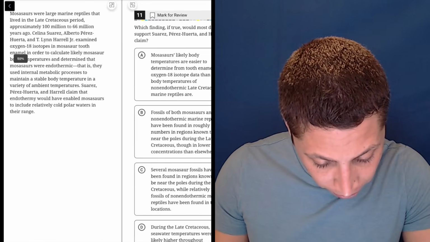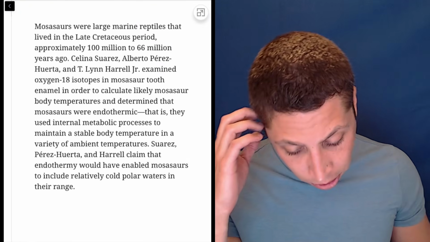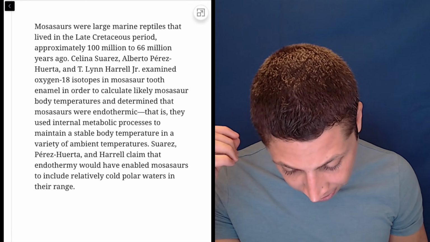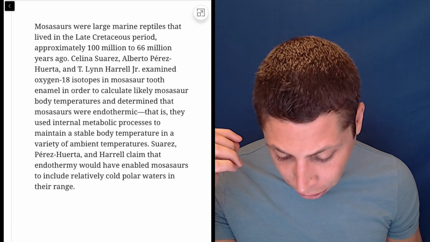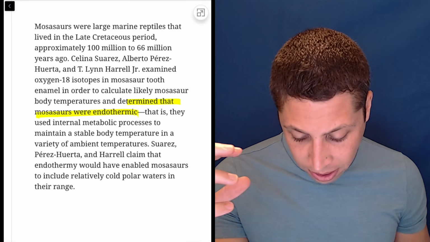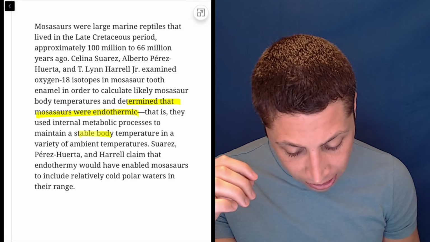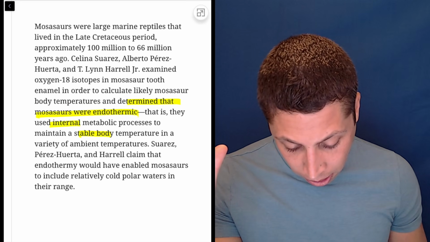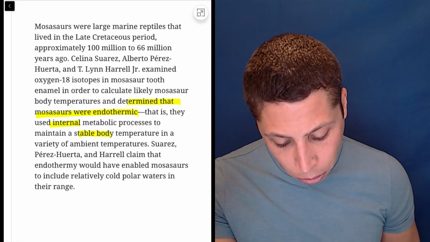Which finding, if true, would most directly support this claim? Okay, so we've got to find out what their claim is. What's their claim? Mosasaurs were large marine reptiles that lived in the late Cretaceous. These people examined these isotopes in order to calculate likely mosasaur body temperatures and determine that mosasaurs were endothermic. That is, they used internal metabolic processes to maintain a stable body temperature in a variety of ambient temperatures. So internal leads to stable temperature.